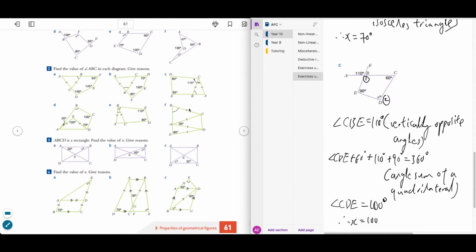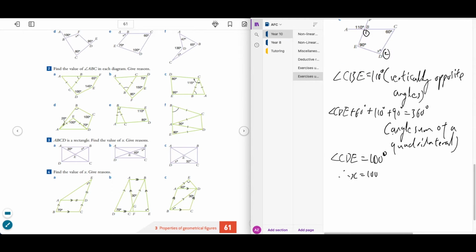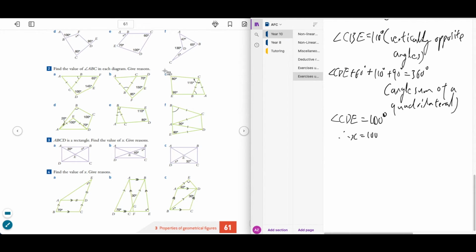Let's take a look at a slightly harder question. So let's take a look at 2C. How do we do 2C? Okay, so what are you trying to find? Angle ABC. In this case it's not angle x, but angle ABC. So we're trying to find this angle here. So how do we do that? Well, let's take a look. Oh wait, sorry, it's actually not that angle, but the one that's highlighted.